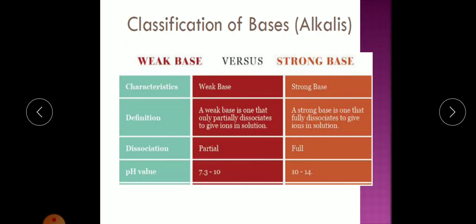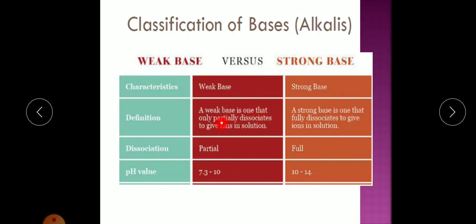So today we'll see more on bases. Here is a table where we see the comparison of weak base and strong base. These are the characteristics on which we make out the difference between the weak base and strong base. The first one is definition.